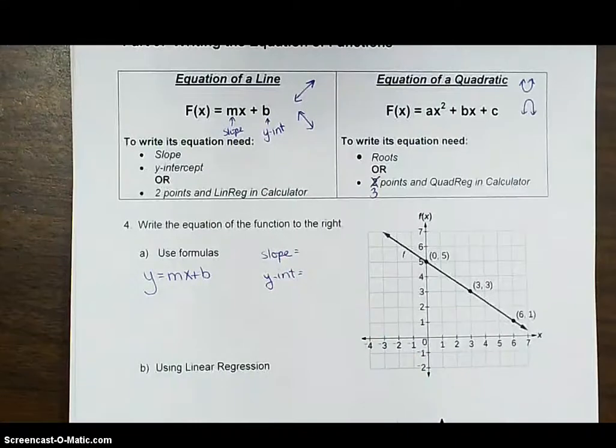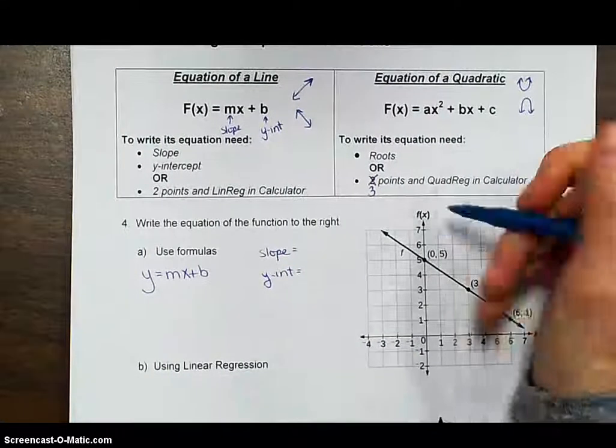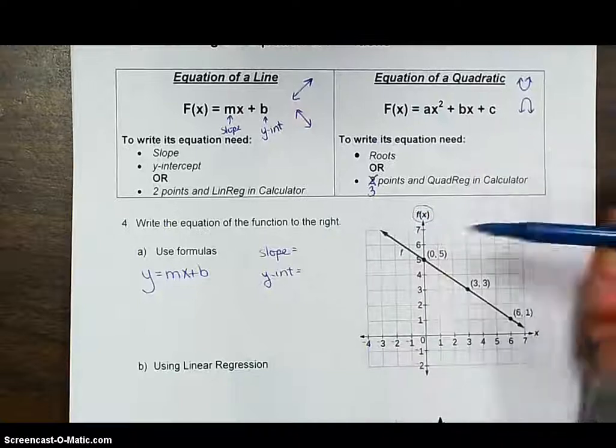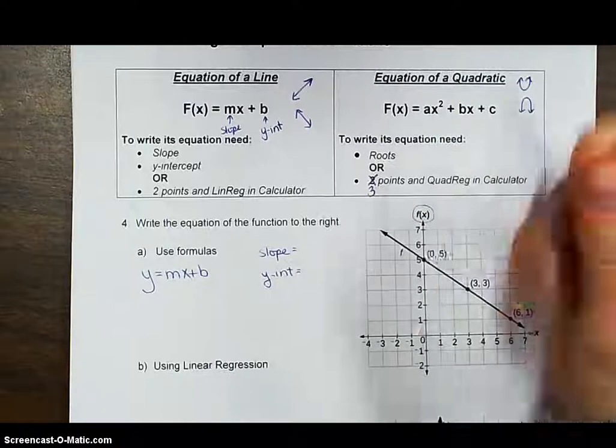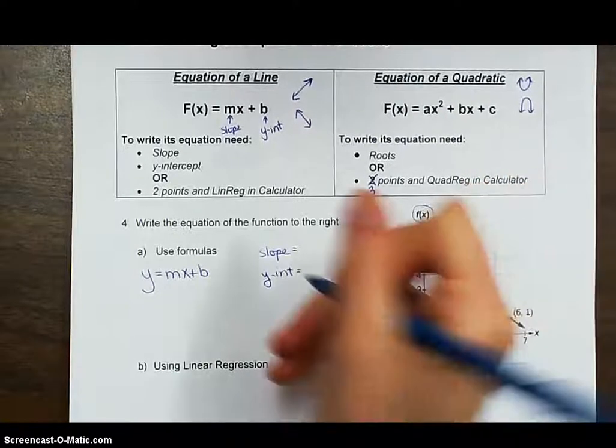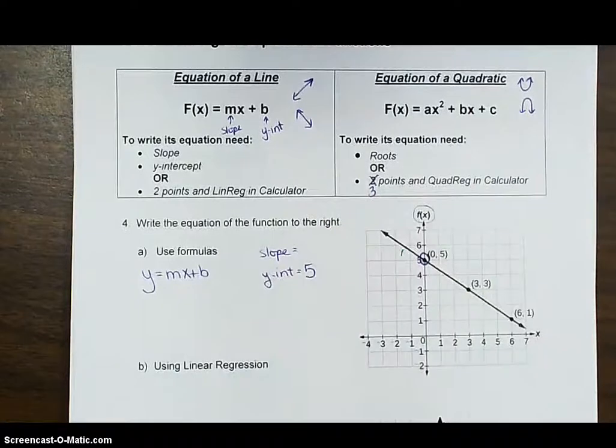Okay, now the y-intercept is the much easier one to find. So we're going to go on our y-axis, which is just f of x, and we're going to see where does it cross, and it crosses right here. So this is our y-intercept, which is going to be 5.